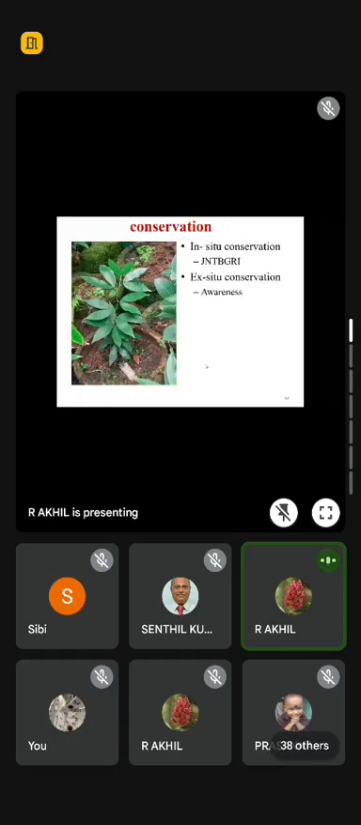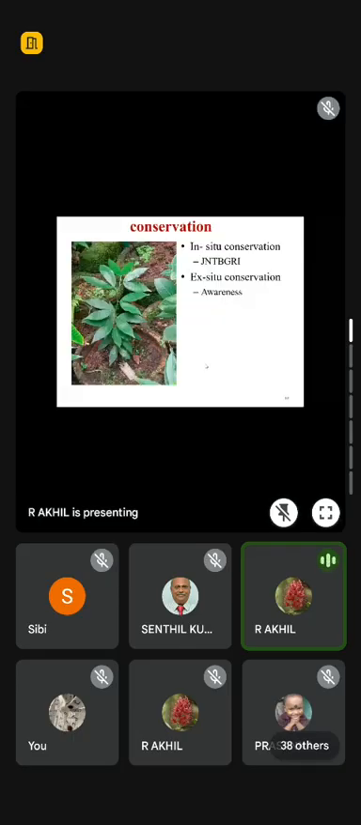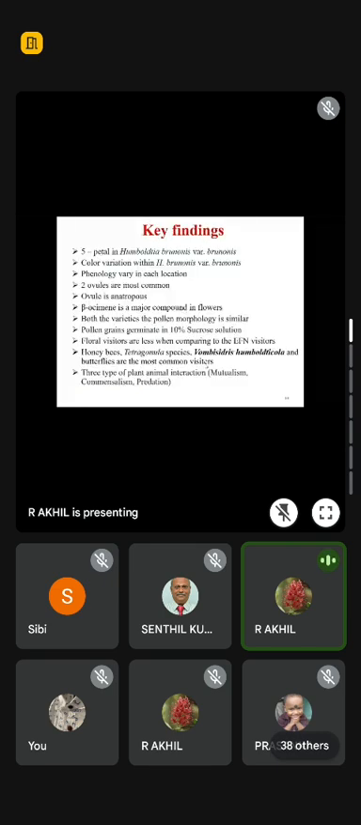Then, for the conservation of this particular endemic plant, in situ conservation was carried out in our nursery at JNTBGRI, and saplings were also distributed to its natural habitat, and awareness was also created with the help of the forest department. These are the key findings.